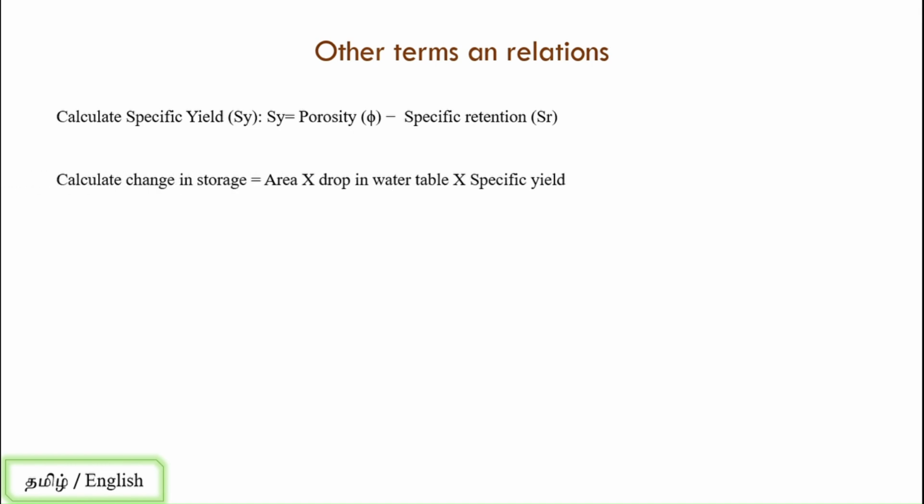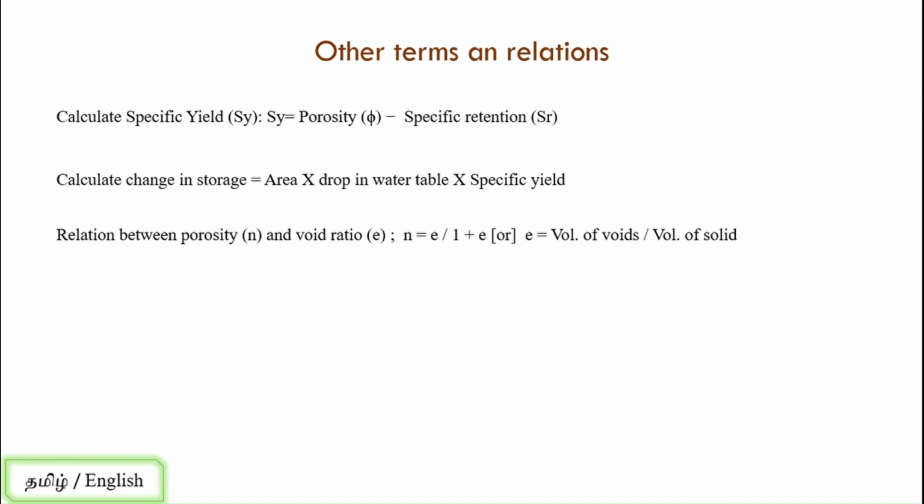The next one is calculating the change in the storage, or storativity, what you call. It can be calculated by the area of the aquifer times the drop in the water level multiplied by specific yield. So if you have the area of the aquifer, the cross-section area, times the drop in water table level and also the specific yield of an aquifer, you can simply calculate the change in the storage. There are questions that have been asked for calculating the change in the storage. That's why I'm sharing these formulas.